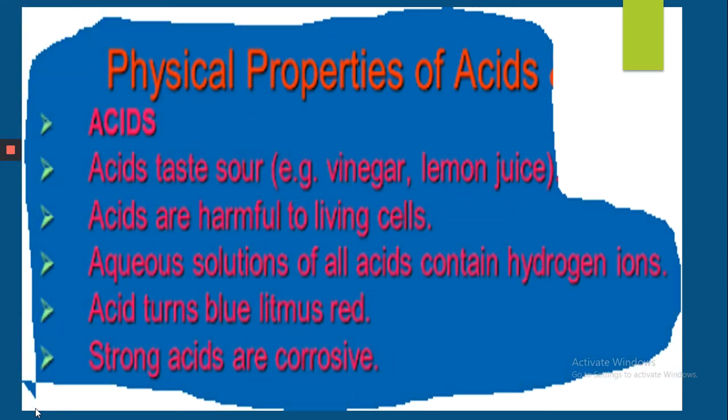What are the physical properties of acids? Acids are sour in taste, like vinegar and lemon juice. Acids are harmful for living cells. Strong acids are harmful for living cells, but some weak acids we use in our daily life. Aqueous solutions of all acids contain hydrogen ions. Acids turn blue litmus red. Strong acids are corrosive in nature.